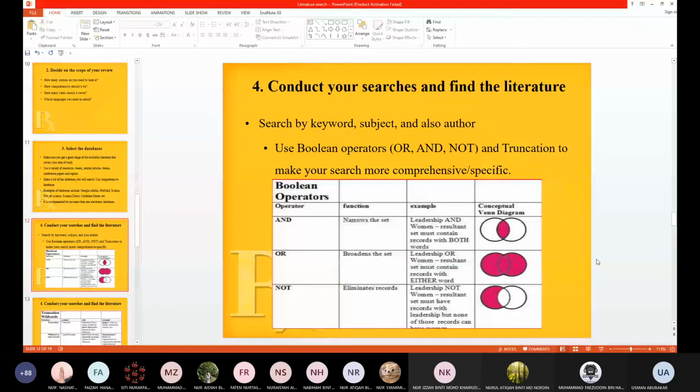Okay, so now conducting your search and finding the literature. To conduct the search, first you need to create your keywords. So for now, the first example I made is knowledge, attitude, perception of COVID-19 among, say, maybe the general public. So your keywords are going to be what? Knowledge is one of them. Attitude is one of them. Perception is one of them. COVID-19 is one of the keywords.